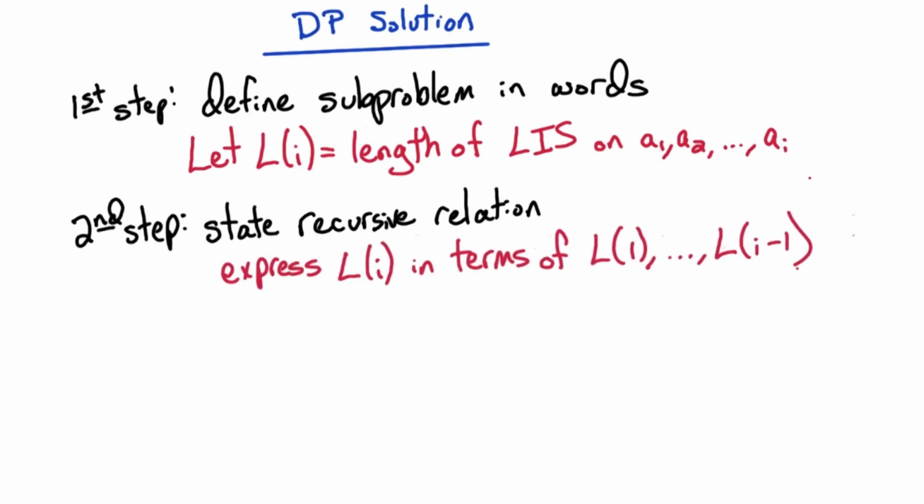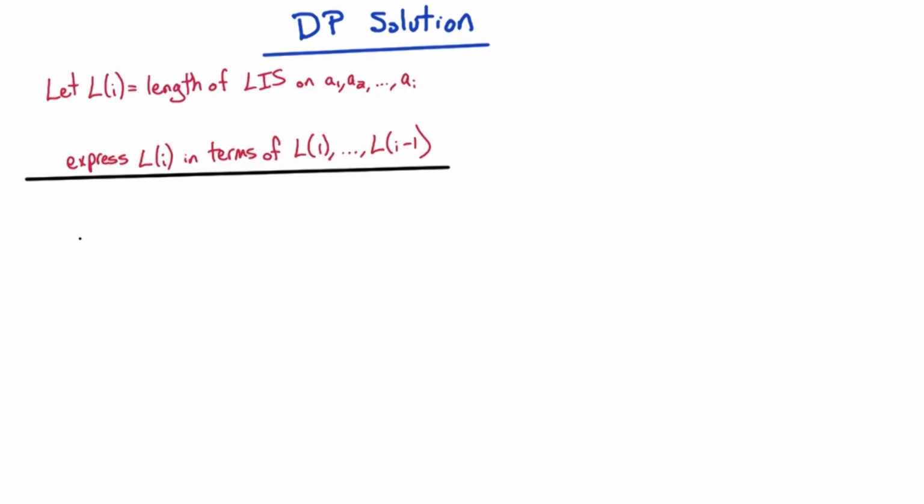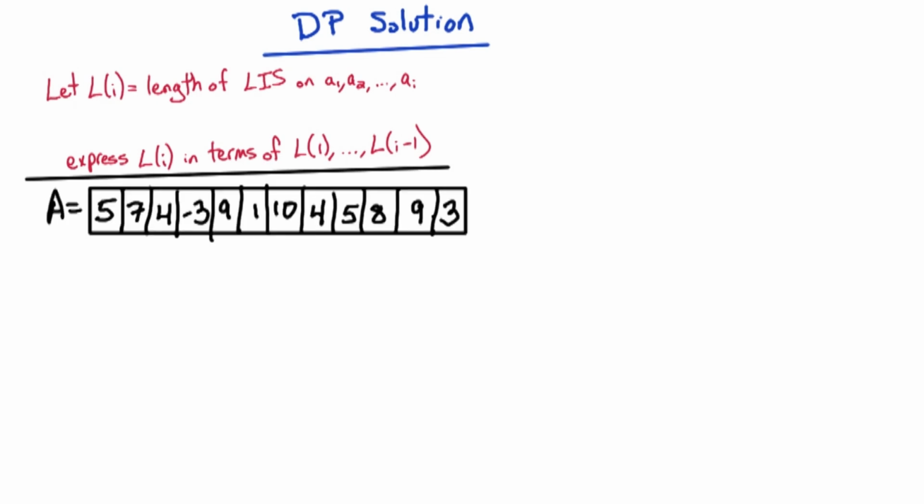Now we want to figure out how to express L of i in terms of L1 through L of i minus 1, smaller subproblems. To do this, let's take a look back at our earlier example and see if we can gain some intuition. Recall our subproblem definition: L of i is the length of the longest increasing subsequence on the first i elements of the input array. And our goal is to express L of i in terms of the solution to smaller subproblems. So now let's recall our earlier example. Here is our earlier example, which had n equals 12.